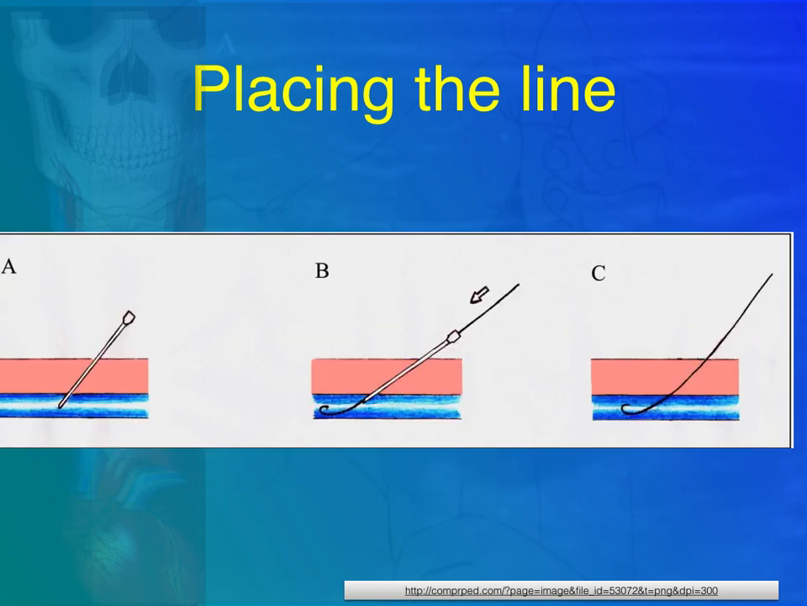So, placing the line. This is how the needle enters the vessel, and then the wire is passed. Again, no resistance, if any, should be felt. If you feel any resistance and you know that you are inside the vessel, you may change the position of the wire and try again.